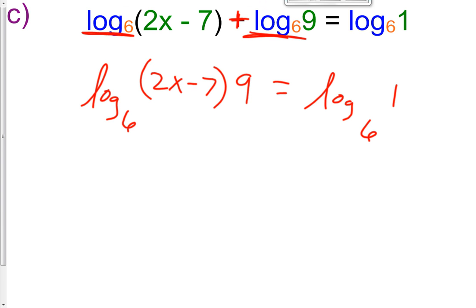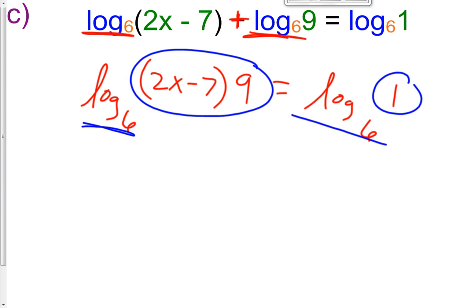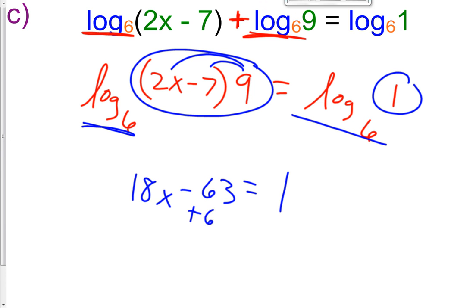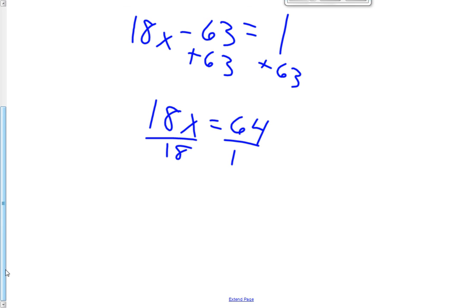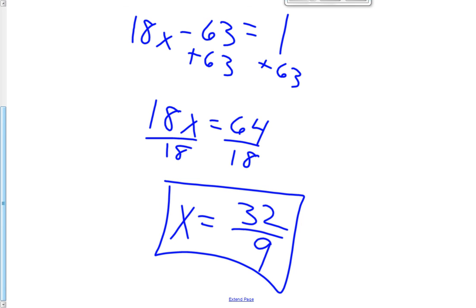Log base 6's are the same, are they not? So we can set this equal to 1. We'll distribute right away, and we're going to get 18x minus 63 equals 1. Add 63. So we have 18x equals 64. And then we divide both sides by 18. 64 divided by 18 is a fraction that reduces to 32 over 9. x equals 32 ninths. There we have it for problem letter C.